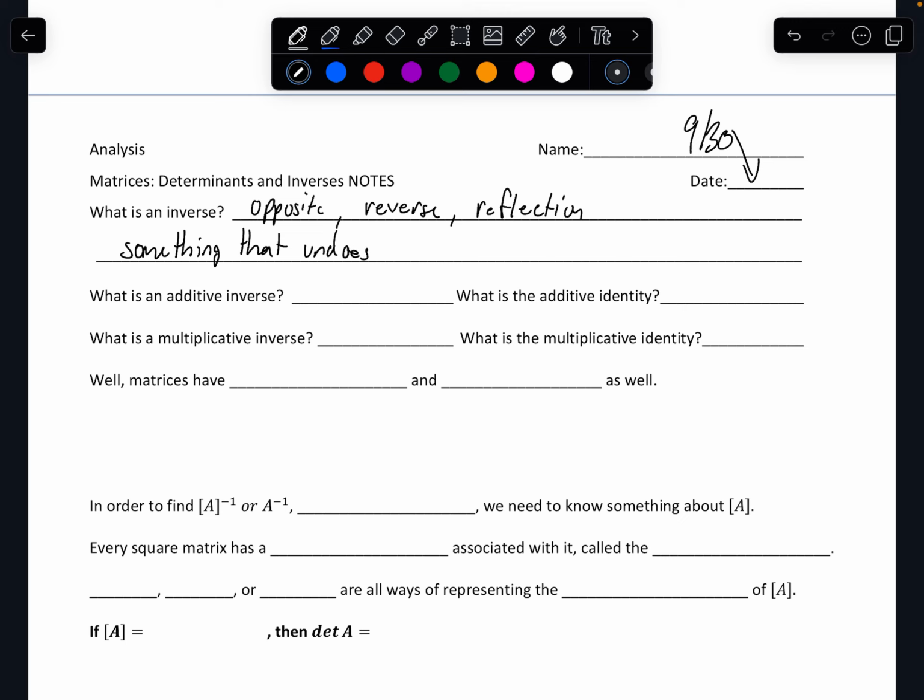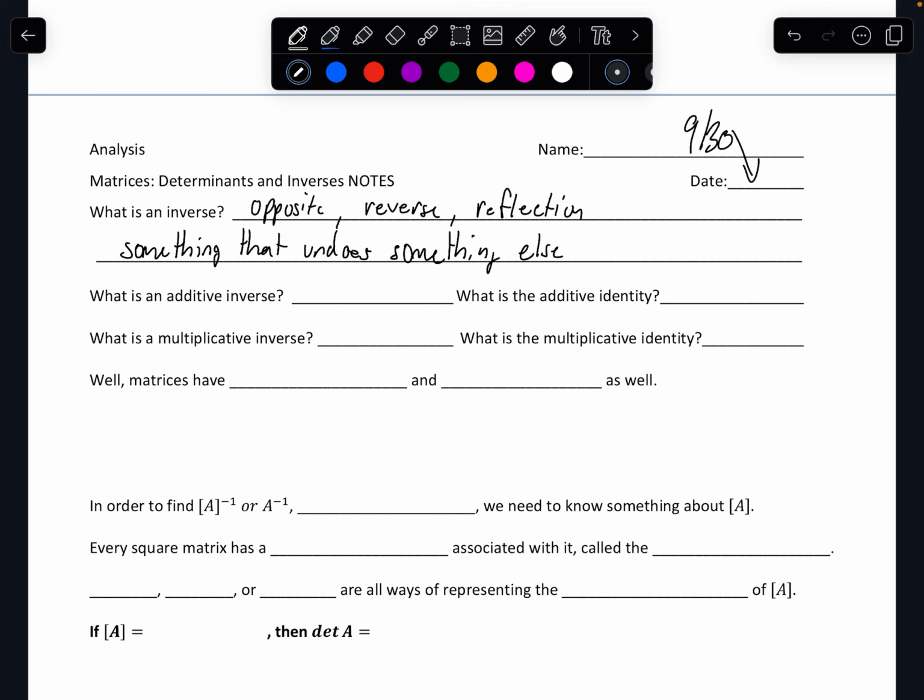So one of the ways we use inverses a lot in math is with inverse operations. When you're solving an equation, it says 3x plus 2 equals 5. We use inverse operations to do that. So it says plus 2, so I'm going to subtract 2. And then it says times 3, so I'm going to divide by 3. Those are inverse operations because they undo the operations that are there already. So, something that undoes something else.